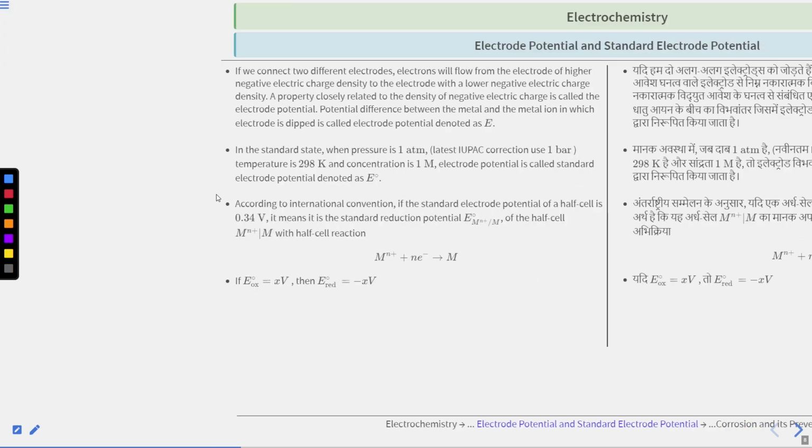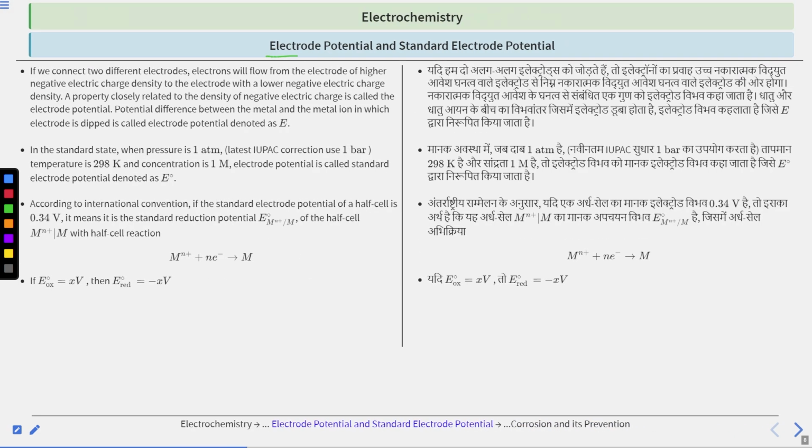Okay, now electrode potential and standard electrode potential. So in the potential also we have two terms, electrode potential and the second one is standard electrode potential. So let's see, if we connect two different electrodes, electrons will flow from the electrode of higher negative electric charge density to the lower negative electric charge density.